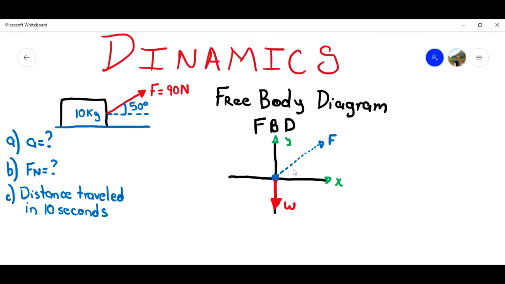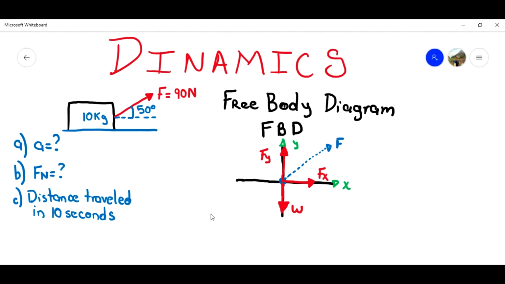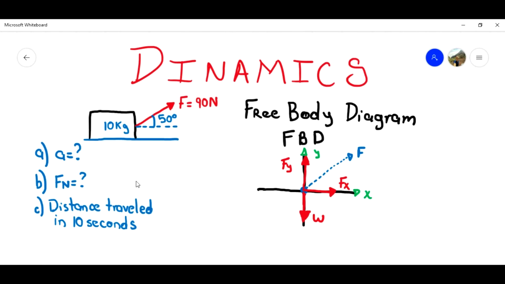If you see, the force points to the right and points up, so fx will be pointing to the right. This is fx, and this one is fy. I repeat, I just decomposed this force over here into the two rectangular components. Now let's talk about the normal force. This one over here is the normal force.